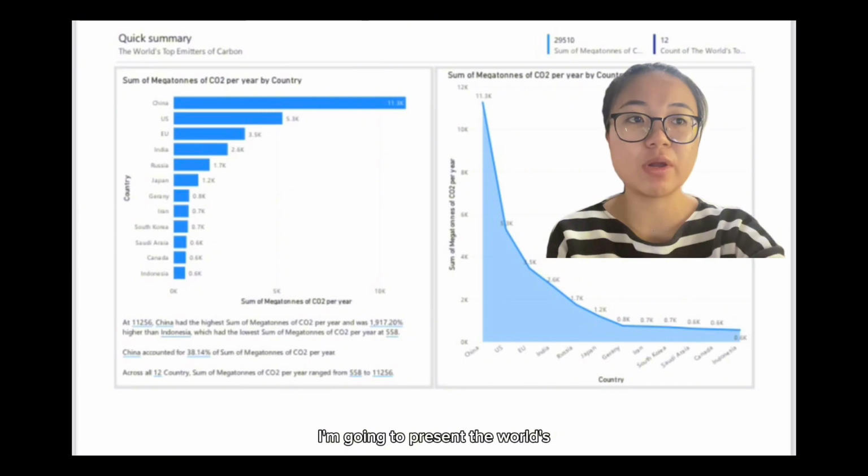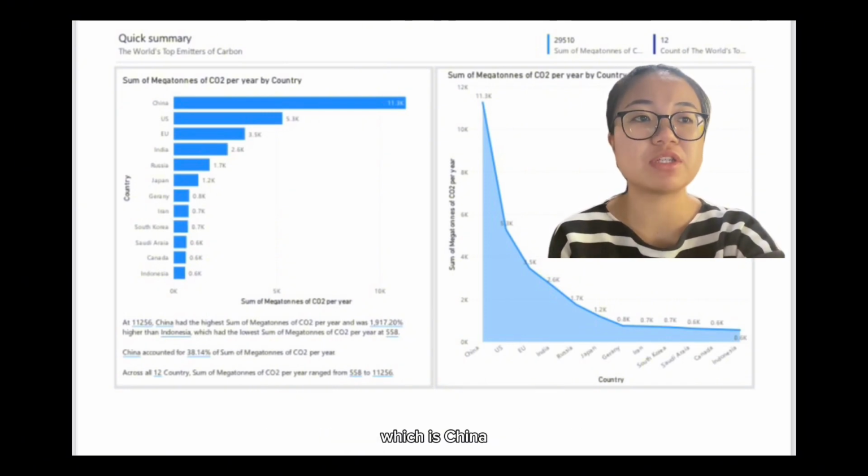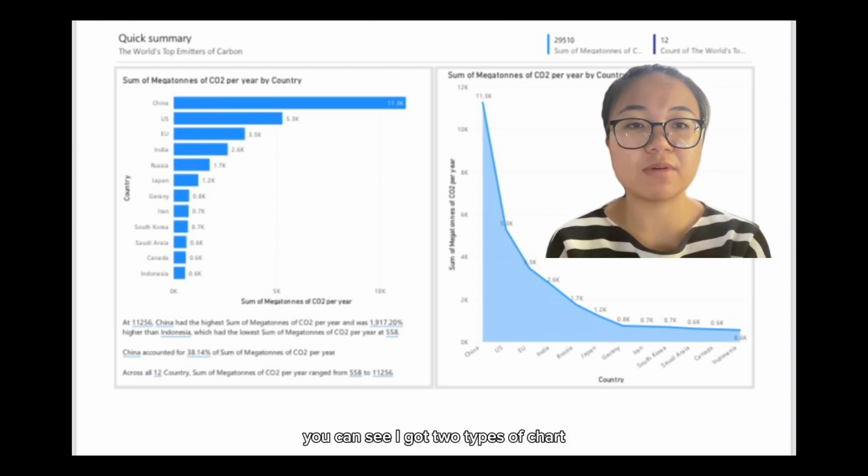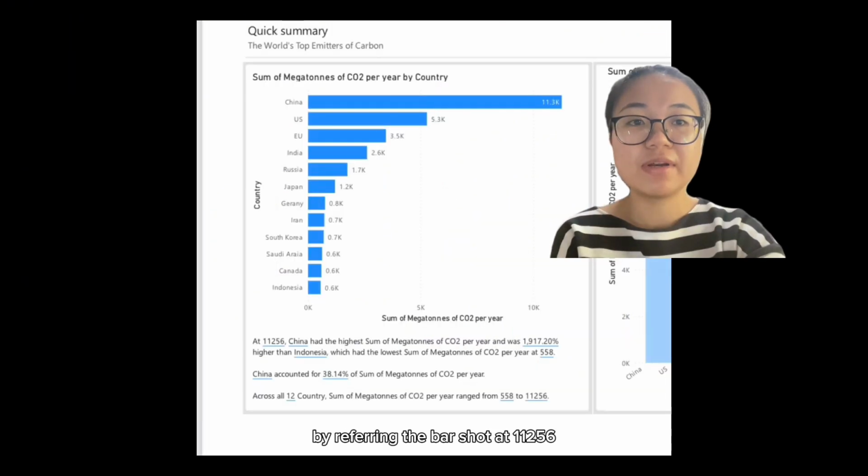In my slide, I'm going to present the world's top emitters of carbon dioxide by 12 countries, which are China, US, Europe, India, Russia, Japan, Germany, Iran, South Korea, Saudi Arabia, Canada, and Indonesia. We can see I have two types of chart, the first one is a bar chart and the second one is an area chart.